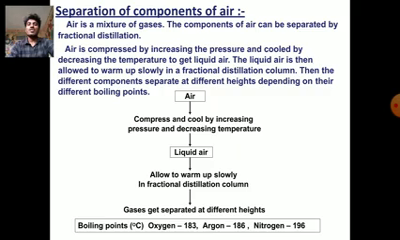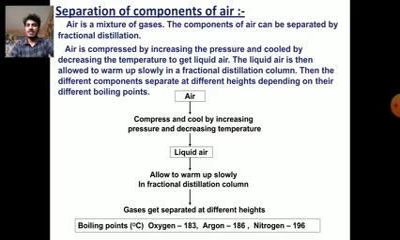Next, separation of components of air. Air is a mixture of gases. The components of air can be separated by fractional distillation. The air is compressed by increasing the pressure and cooled by decreasing the temperature to get liquid air. The liquid air is then allowed to warm up slowly in the fractional distillation column. Then the components separate at different heights depending on their different boiling points.